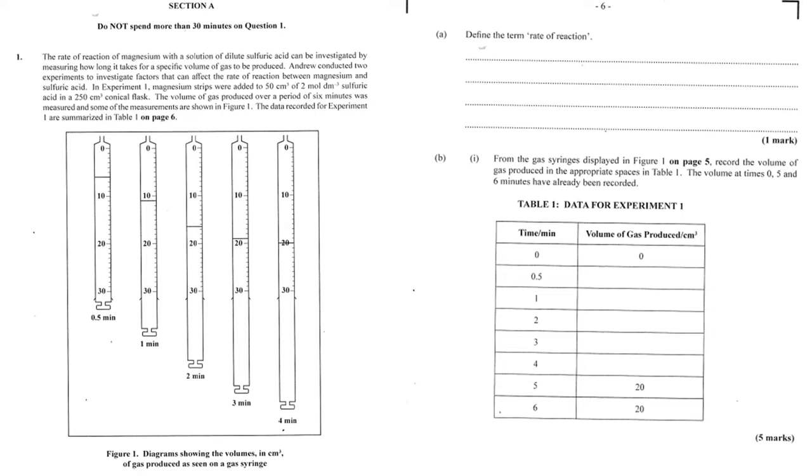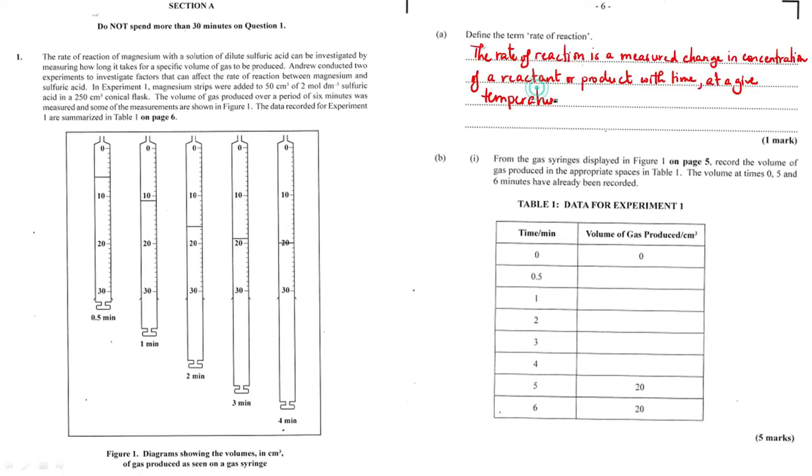Alright, so we have the 5 syringes that we're supposed to look at, and it says first to define the term rate of reaction. Well, the rate of reaction is the measured change in concentration of a reactant or product with time at a given temperature. So I'm going to write that down. Okay, so that's for 1 mark.